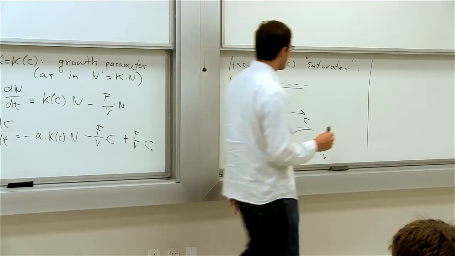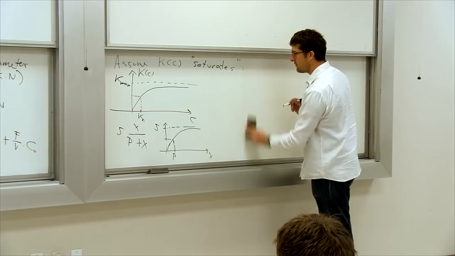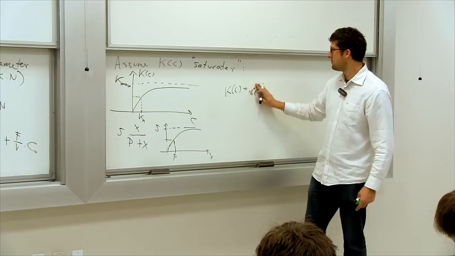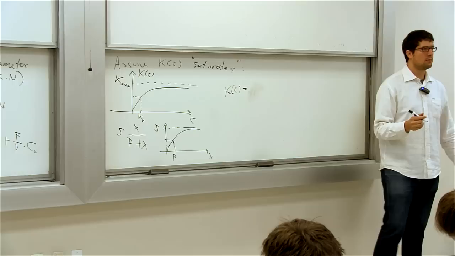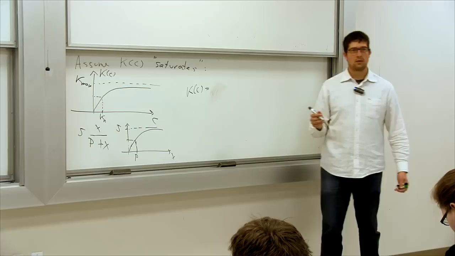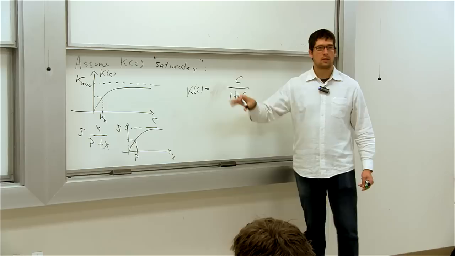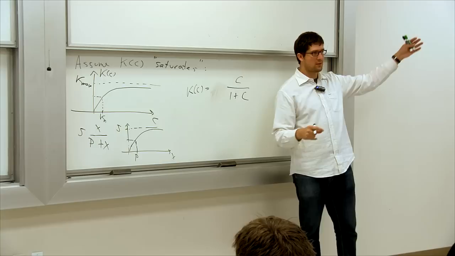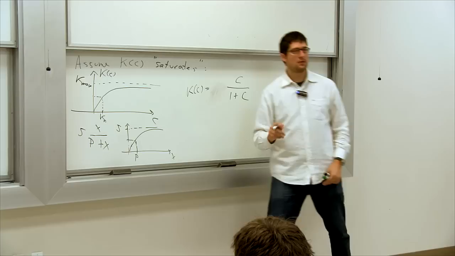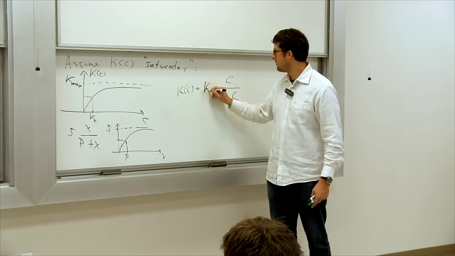So can anybody tell me, using the ideas we just wrote over here, what would be the form for this function? K of C would be what? Well, it looks a lot like C over 1 plus C, right? In principle, we started with that function. But now we don't want it to saturate at 1. We want it to saturate at Kmax. So we multiply the whole thing by Kmax.